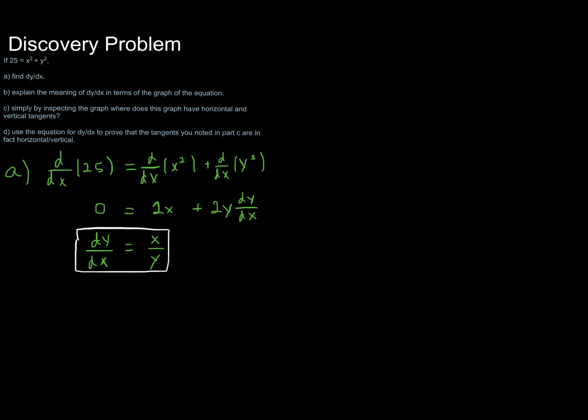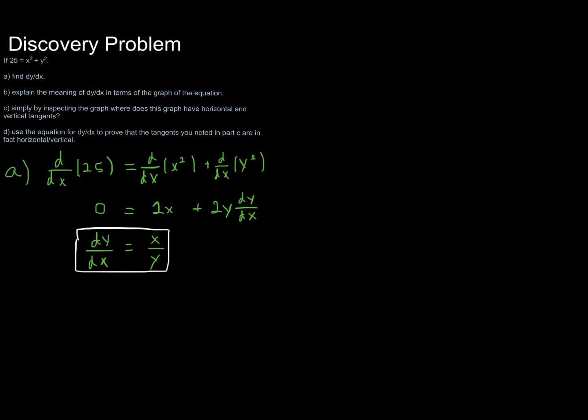All right, so the first thing I want to do is find the derivative of y with respect to x. And so I'm going to need to implicitly differentiate here by differentiating both sides. So I'll go ahead and do that. And when we are all said and done, we find that the derivative of y with respect to x is given by x over y.